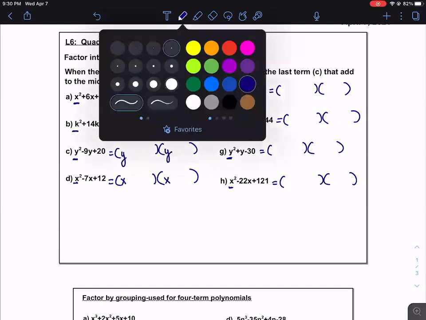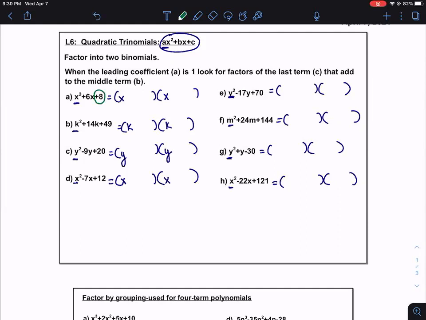Now, we are going to look for 2 numbers that multiply to the last term, but add to the middle term. Okay, so the last term is c, and the middle term's coefficient is b. So factors of 8 that add to 6, well, 1 and 8 do not add to 6, but positive 2 and positive 4 add to 6. So the factors are x plus 2 and x plus 4. And if you wanted to check this, you could use FOIL. X times x is x squared plus 4x plus 2x plus 8, and we get back the middle term of 6x.